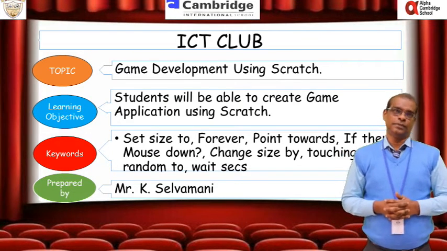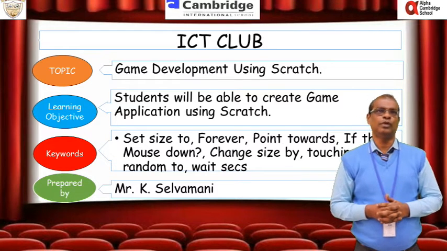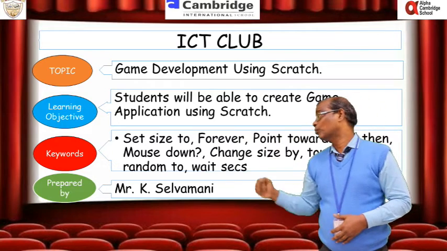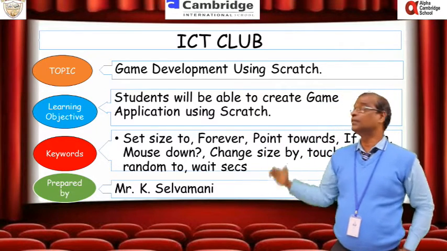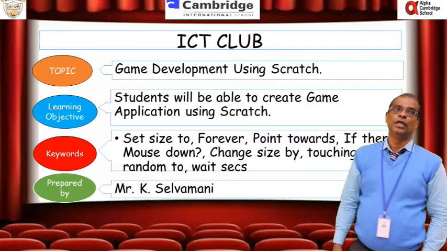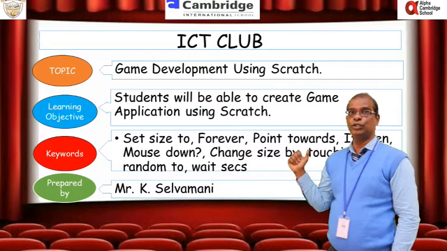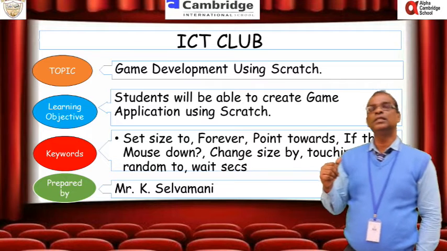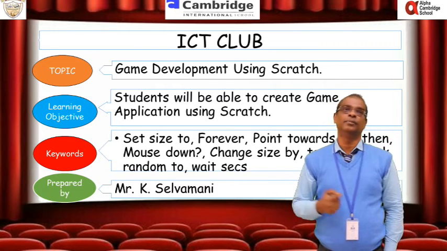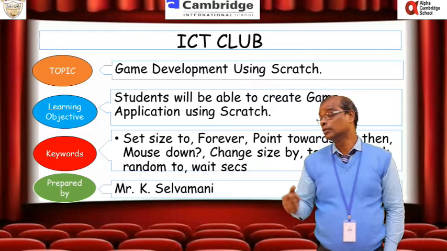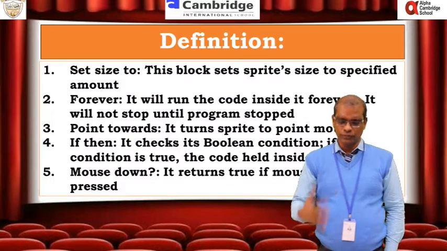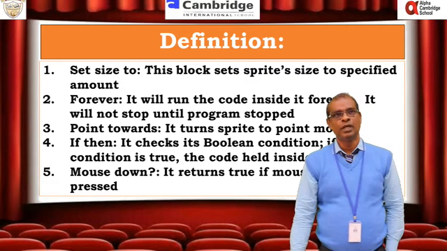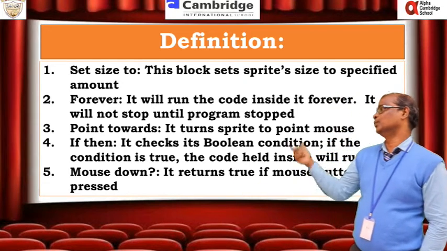What are the keywords? Simple keywords only. See: set size to, forever, point towards, if then, mouse down, change size by, touching, pick random, wait seconds. These are the keywords needed to do this work. So as usual, first we will see the definitions, then we can go for the activity. First, number 1, set size to.